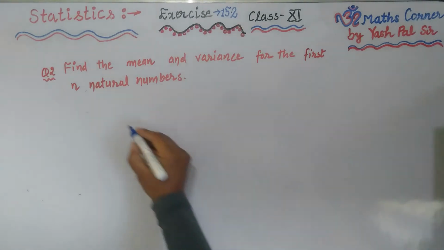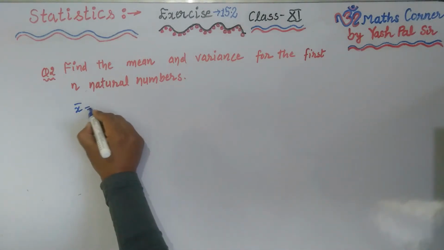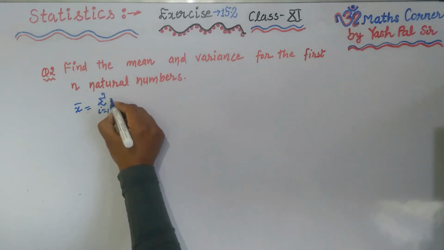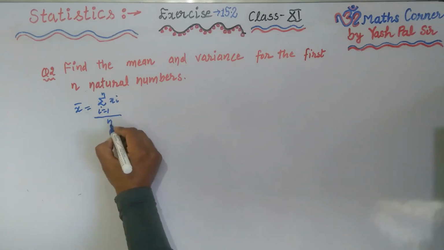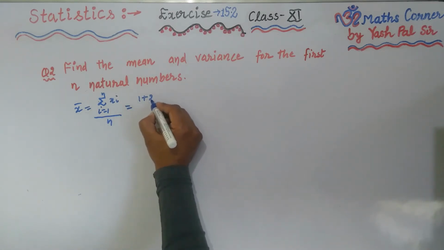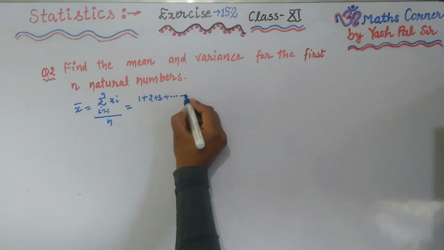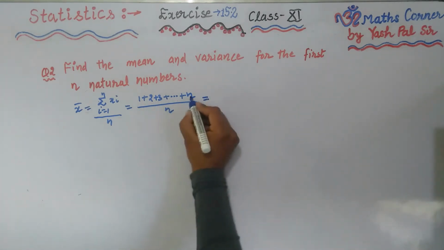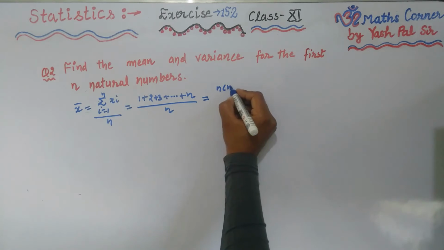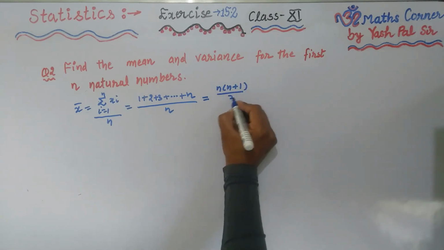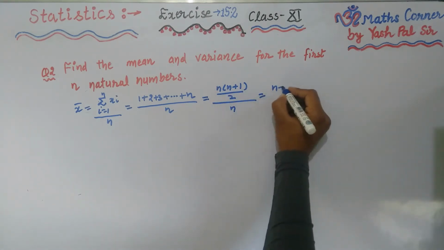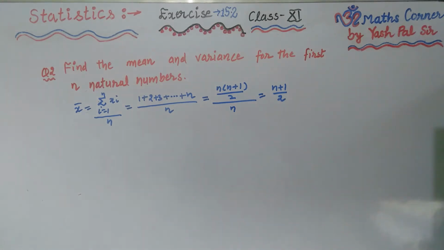So first of all, x bar is equal to summation i equal to 1 to n of xi upon n, that is equal to 1 plus 2 plus 3 plus and so on, last term is n, whole divided by n. So this numerator is n into n plus 1 upon 2, denominator is n. n cancelled, the answer is n plus 1 upon 2. This was the mean.